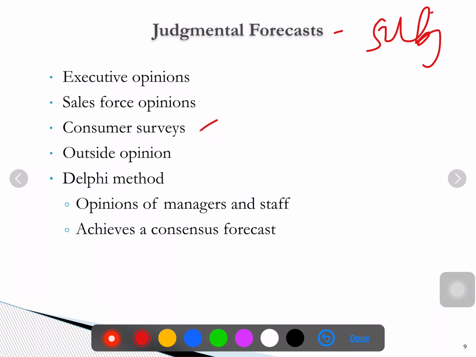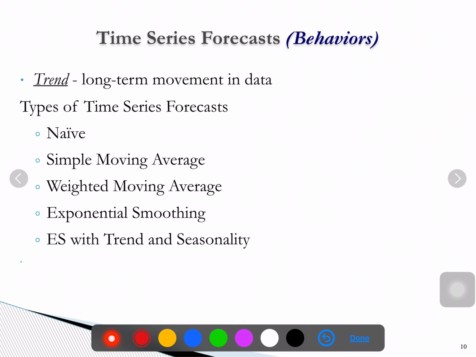Consumer surveys, questionnaires or surveys, such one is also judgmental forecast. Outside opinion, or external opinion, is also part of judgmental forecast. Delphi method: opinions of managers and staff, which achieves a consensus forecast. So we have different types of judgmental forecasts.